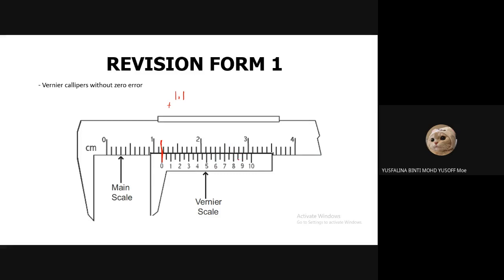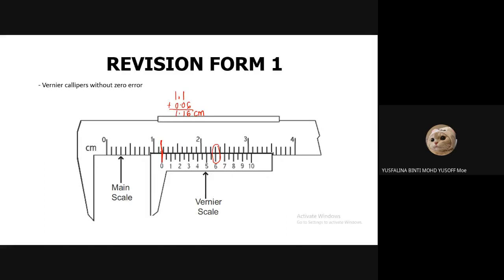You can see the line is a straight line here. The others cannot form a straight line like this. So this one you have to read at the vernier scale. The vernier scale is 0.06, so the reading is 1.16 cm. This is actually the revision.